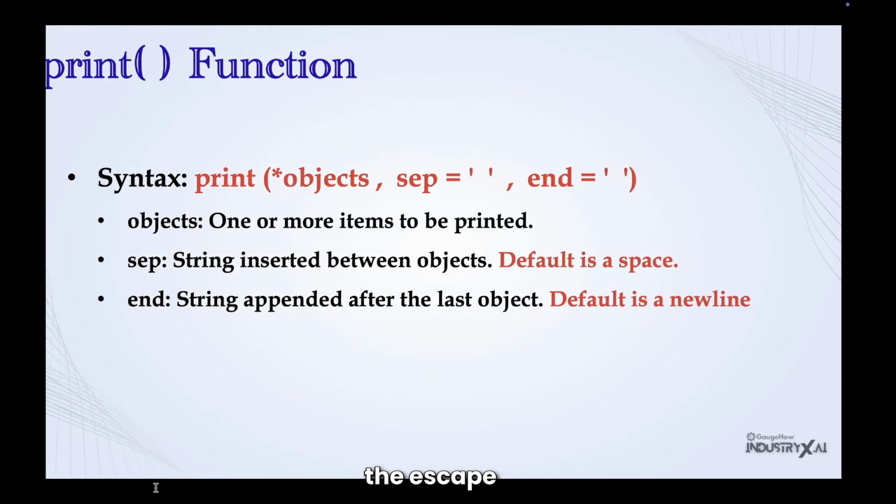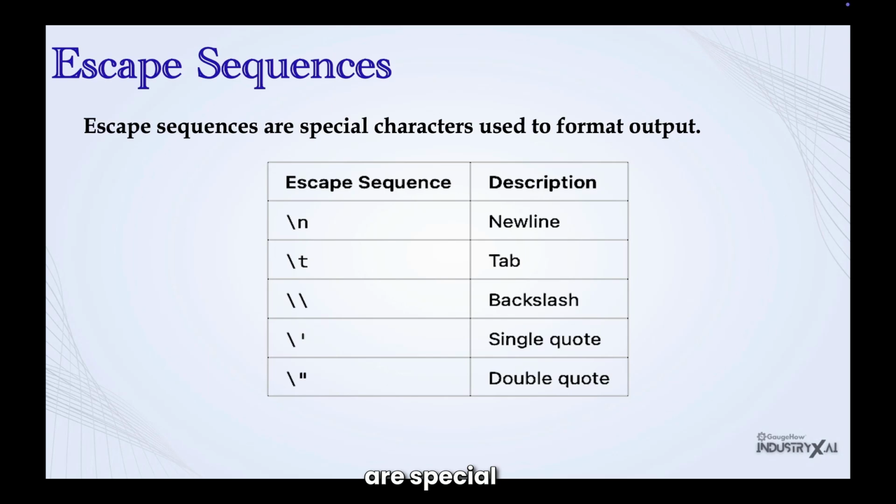So what are the escape characters? Escape characters are special characters used to format the output. So here the default syntax are: backslash n represents new line, backslash t represents the tab, two backslashes represent the backslash, and a single backslash with single quote or double quote represents the use of single and double quote. So these are the standard syntax you may utilize based on your format.